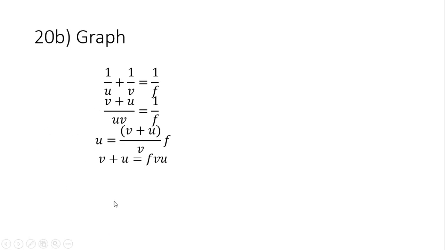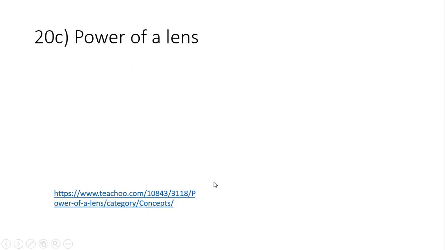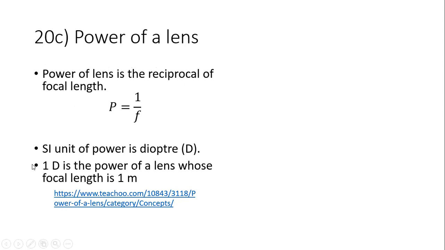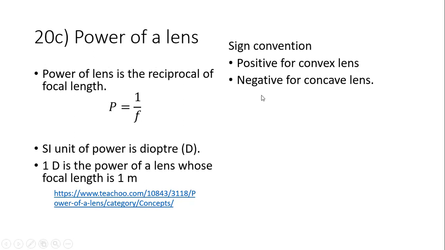I don't think I will go over this one with you. You can review your graph. Power of lens, this is your SPM work. Power of lens is the reciprocal of focal length, so 1 over F. SI unit is D, dioptre. 1 dioptre is the power of a lens whose focal length is 1 meter. Sign convention: positive for convex lens, negative for concave lens.